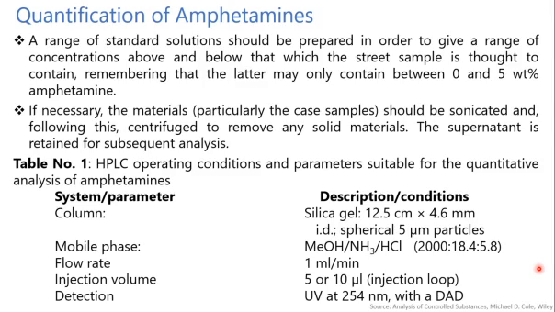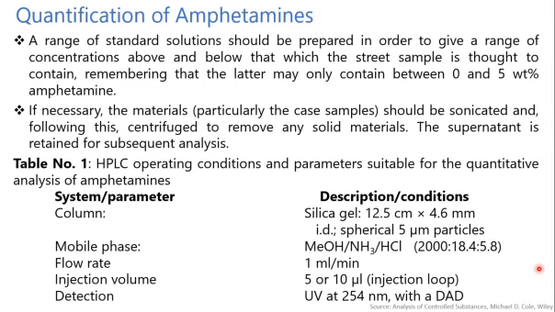Now the chromatographic conditions we have to use for the HPLC. These are the parameters. First, the column, which is silica, having dimensions of 12.5 centimeter by 4.6 ID, that means 125 mm length, 4.6 mm ID, and a particle size of 5 micron. The mobile phase consists of methanol, ammonia, and hydrochloric acid in the ratio of 2000 to 18.4 to 0.4.